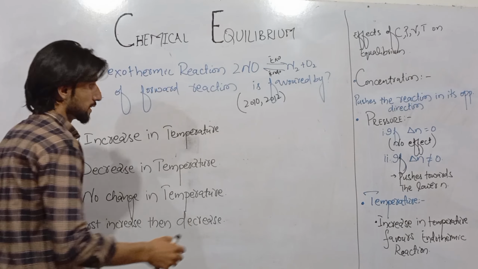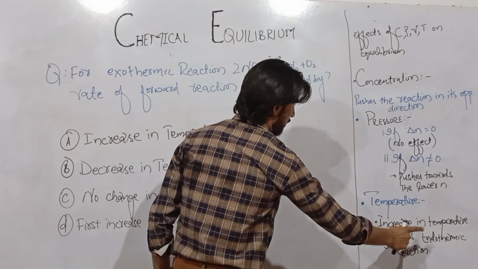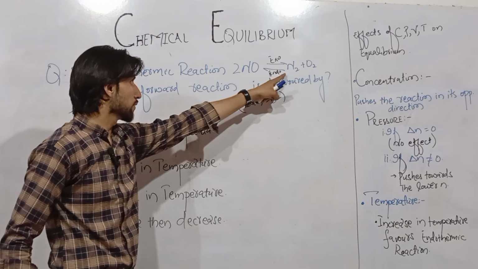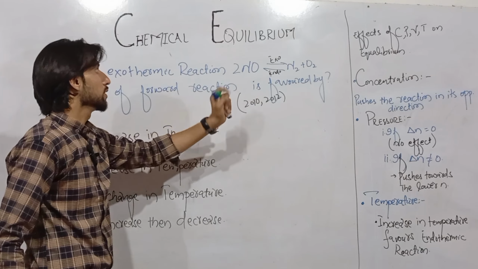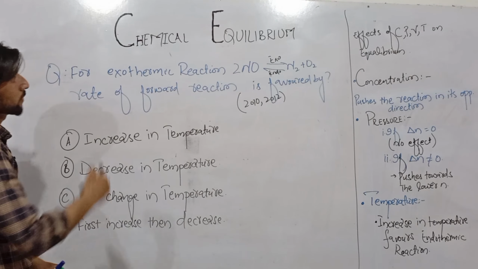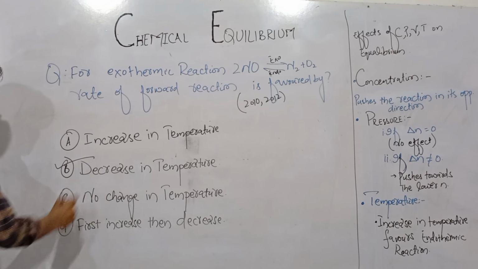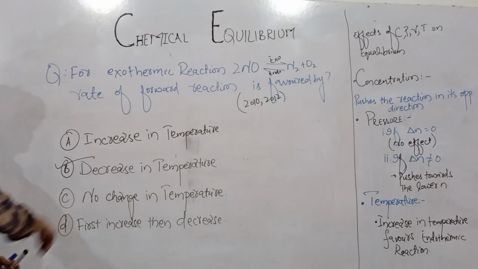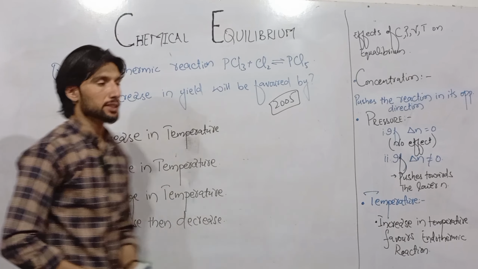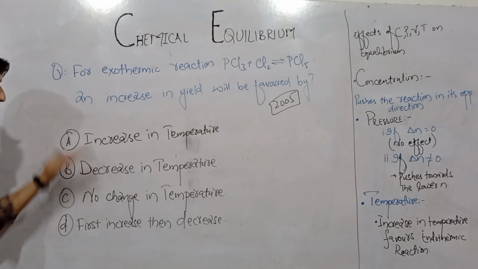So if we increase the temperature, as we have written it over here, an increase in temperature favors endothermic. So an increase in temperature favors the backward reaction. So a decrease in temperature will favor the forward direction reaction. So option B is correct, because a decrease in temperature favors exothermic reaction. You must look at this question and solve it by yourself, because we have now seen so many questions like this.